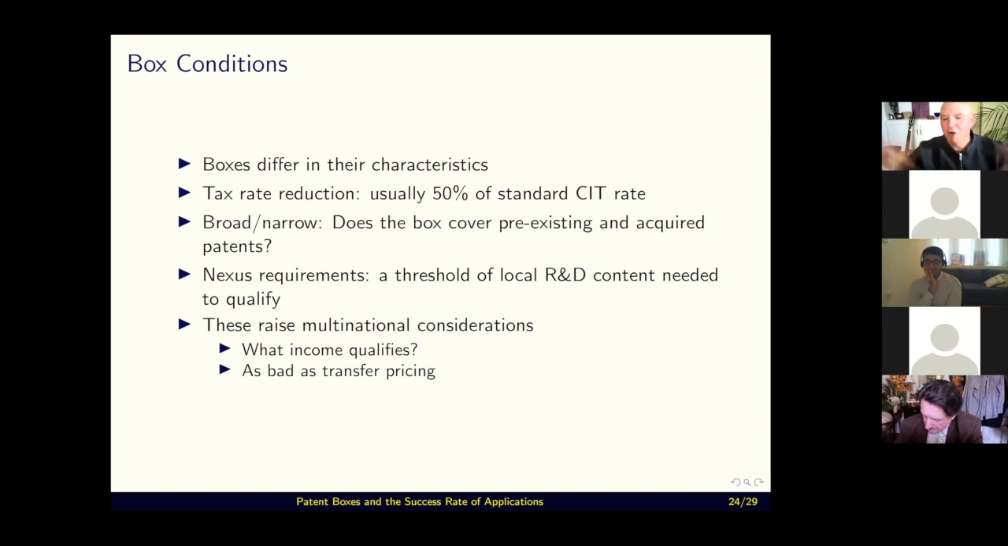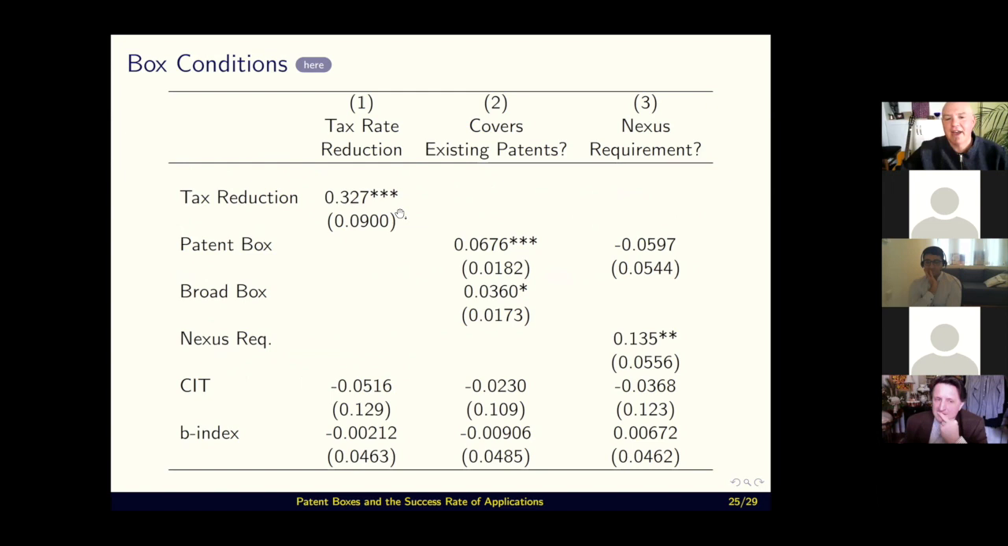And so again, what do we see with transfer pricing? It's the big guys that do it. Where do patent boxes show up? The big guys. I don't think that's a random occurrence. So what do we find in terms of the box conditions? The bigger the tax cut, the bigger the effect, as you would expect. And the point estimate is that the average tax rate cuts 20%. And so the point estimate is exactly spot on as when we use that dummy variable. Does the patent cover existing patents or not? Seems like that might have a slightly bigger effect, but it's not super significant. I'm not gonna worry about that one a whole lot.